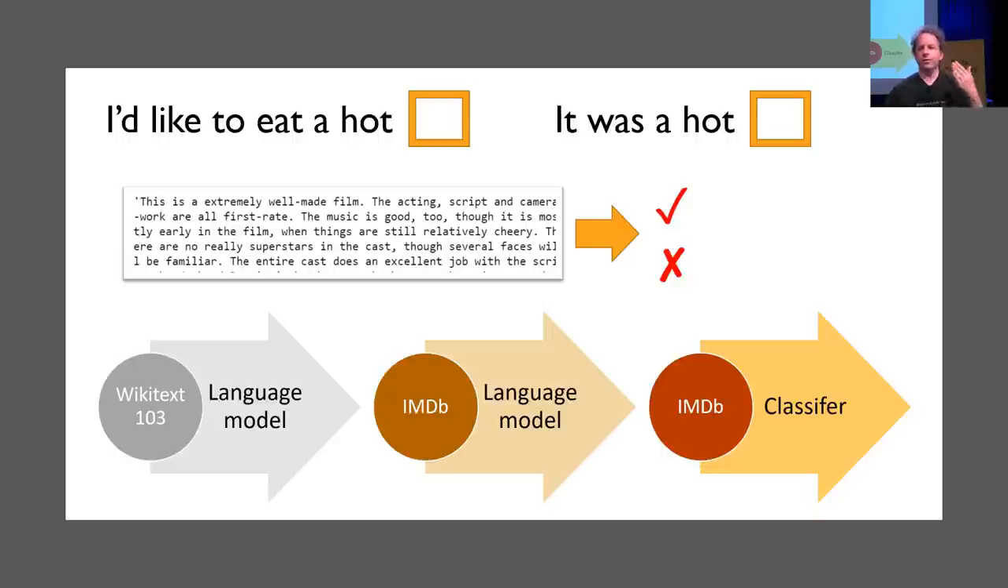Right? And to predict the next word of a sentence, you actually have to know quite a lot about English, assuming you're doing it in English, and quite a lot of world knowledge. And by world knowledge, I'll give you an example. Here's your language model, and it's read, "I'd like to eat a hot, what?" Obviously, dog, right? "It was a hot, what?" Probably day, right?